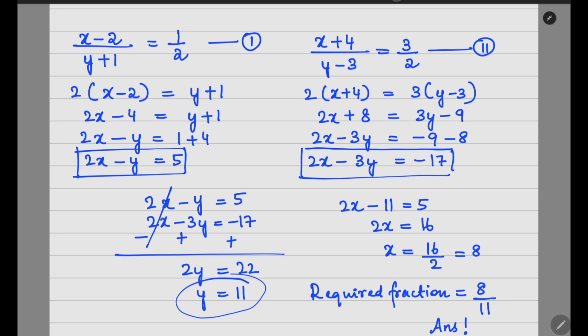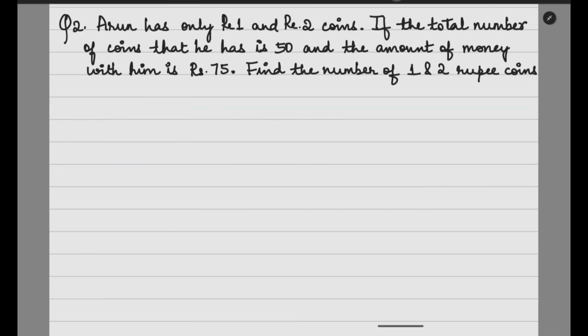Let's move on to the next question. Arun has only 1 and 2 rupee coins. If the total number of coins that he has is 50 and the amount of money with him is 75, find the number of 1 and 2 rupee coins. Whatever is asked, you have to take it as an unknown variable. So what is asked here? Find the number of 1 and 2 rupee coins.